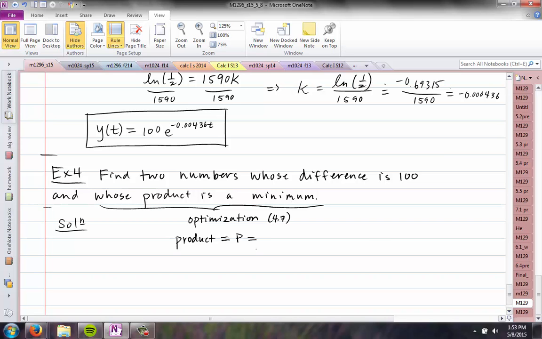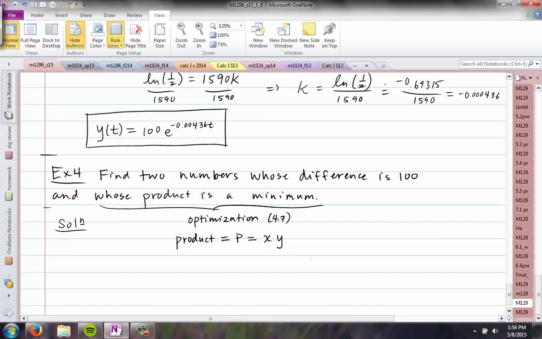So let's backtrack. Find two numbers whose difference is 100 and whose product is a minimum. These two numbers, we don't know what to name those. I'm going to call them x and y. A product means you multiply them together and you get an answer. So that has to be a minimum. This is the equation I'm going to eventually take the derivative of because I'm trying to minimize that.